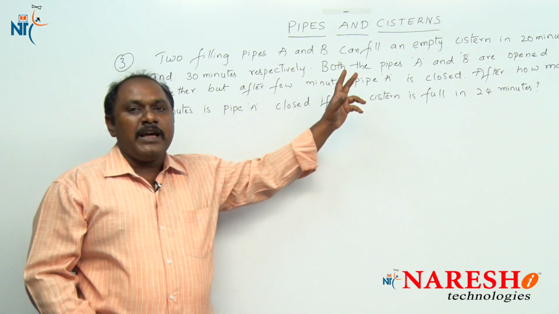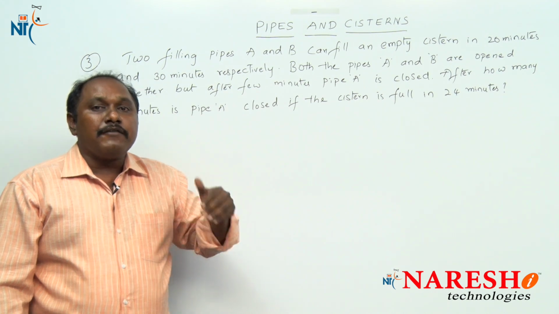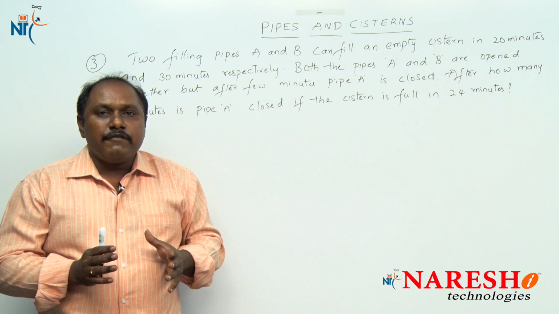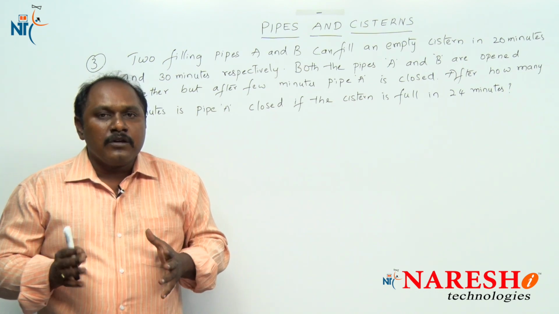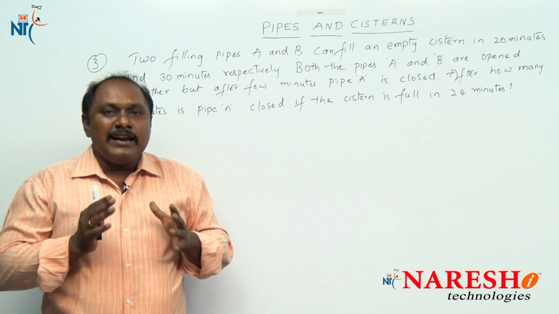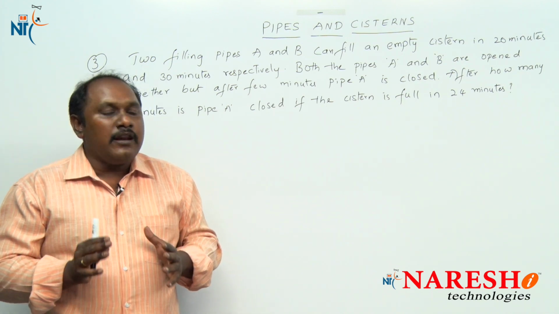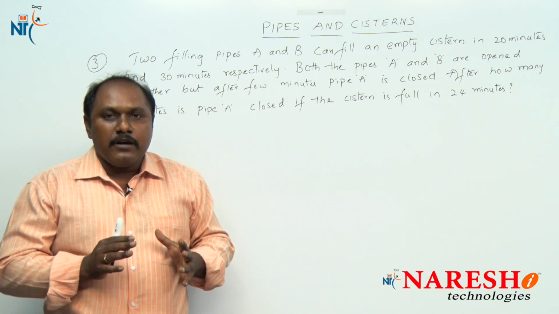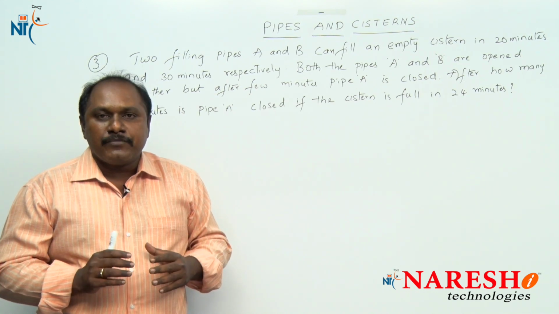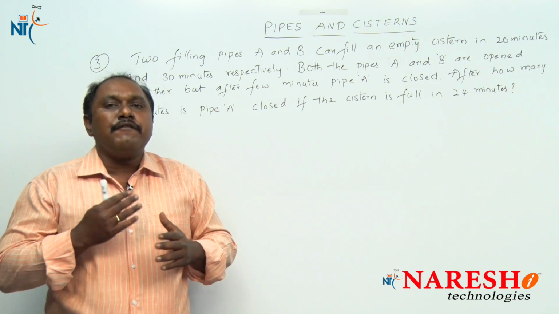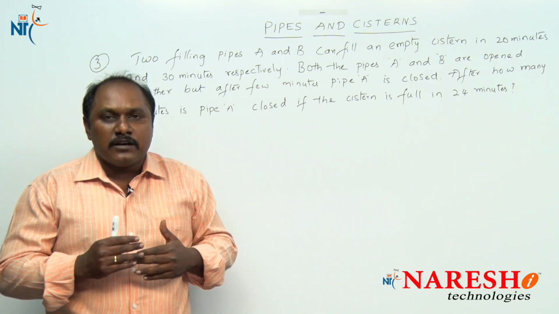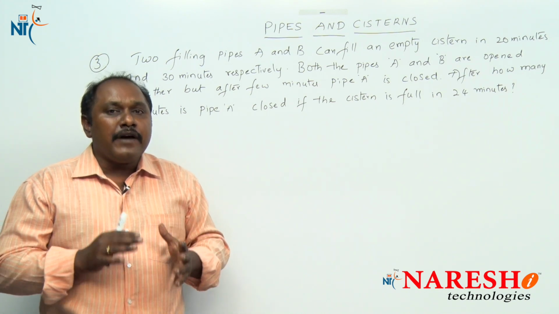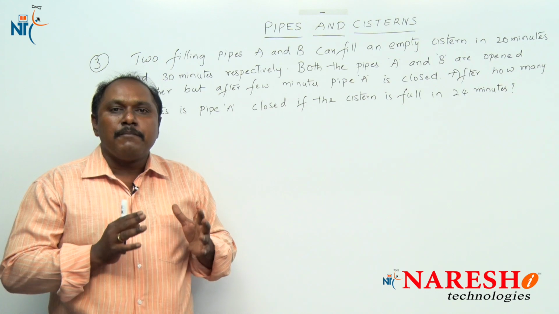It is given both the pipes A and B are opened together, but after a few minutes, pipe A is closed. So, which pipe is operated from the first minute till the last minute? Obviously, it is pipe B. And it is given in the question that the cistern is full in 24 minutes. So, definitely pipe B is the pipe which is operated for all 24 minutes. So, from this given information, we can find out how much part of the cistern is filled by pipe B, and from that we can find out how much part is filled by pipe A.